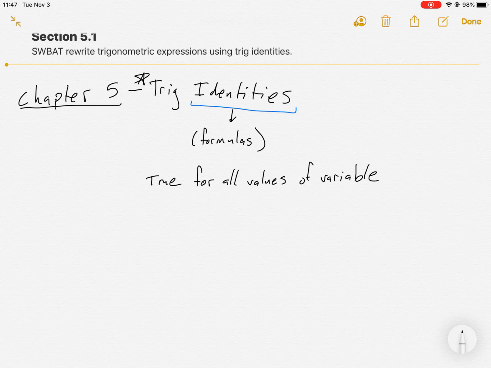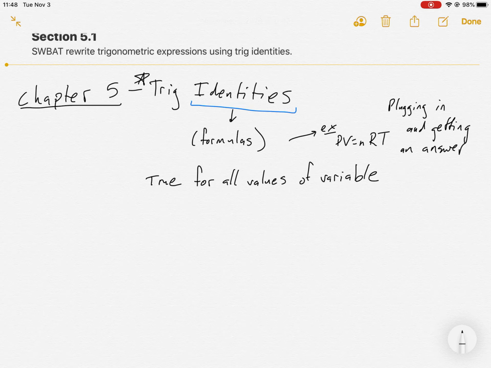So for example, a formula might be the gas law PV equals nRT. And so this is telling me I could plug something in for T and I could get something out for P. So formulas are more about plugging in and getting an answer. Whereas an identity is going to be true for all values.